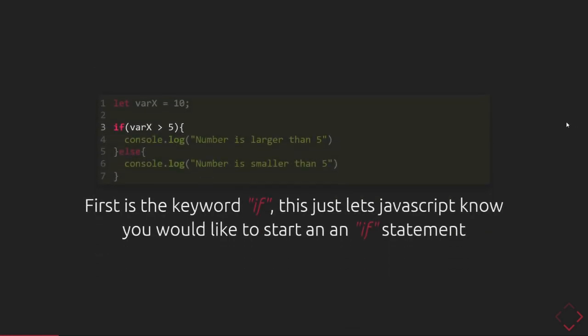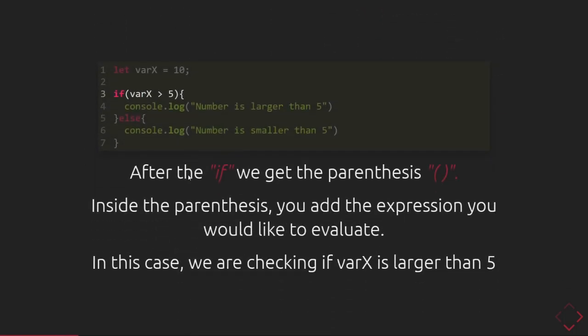Okay, so let's go through the structure. First is the keyword if. This essentially just tells JavaScript that you would like to start an if statement. Next up, after the if, we get the parentheses. In the parentheses you add the expression that you would like to evaluate. In this case we are checking if var(x), which is equal to 10, is greater than 5.